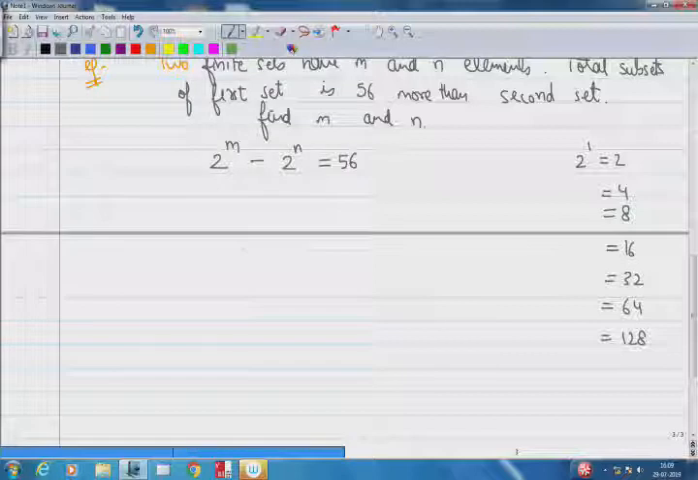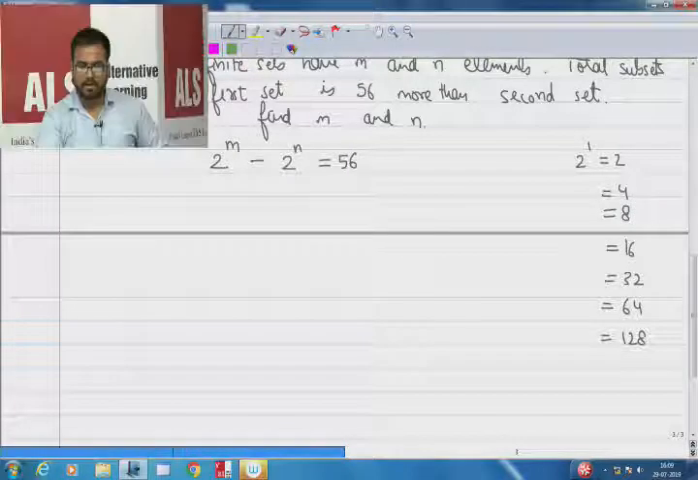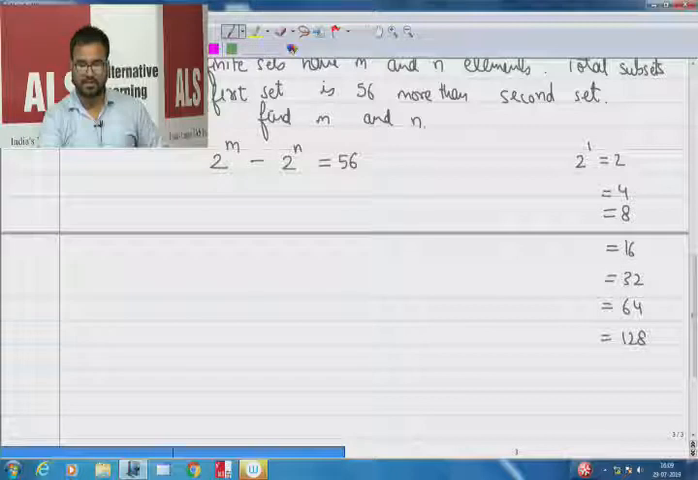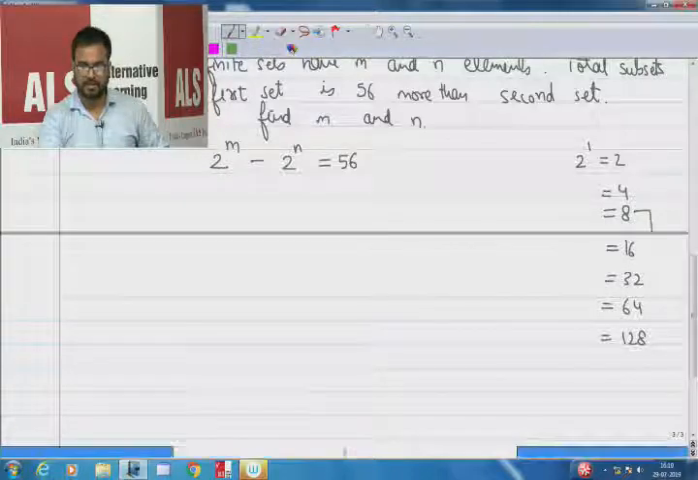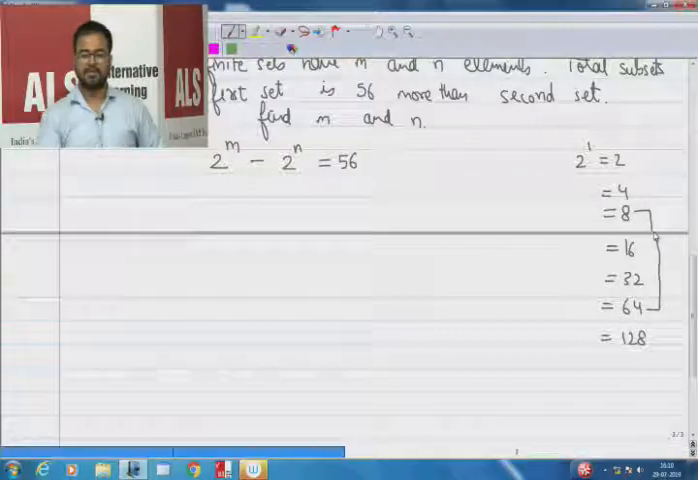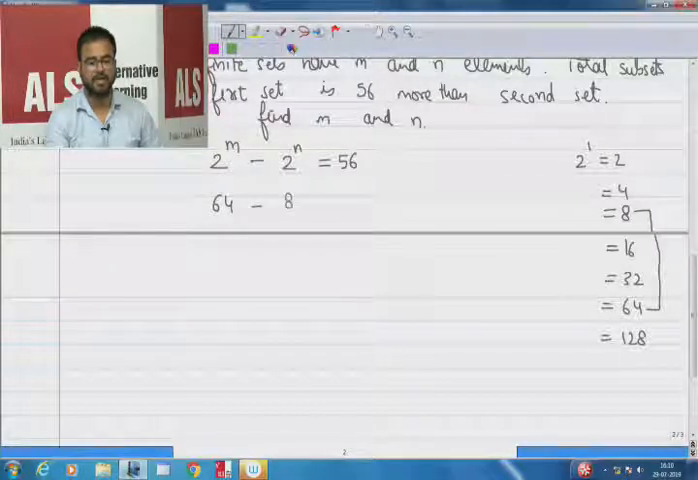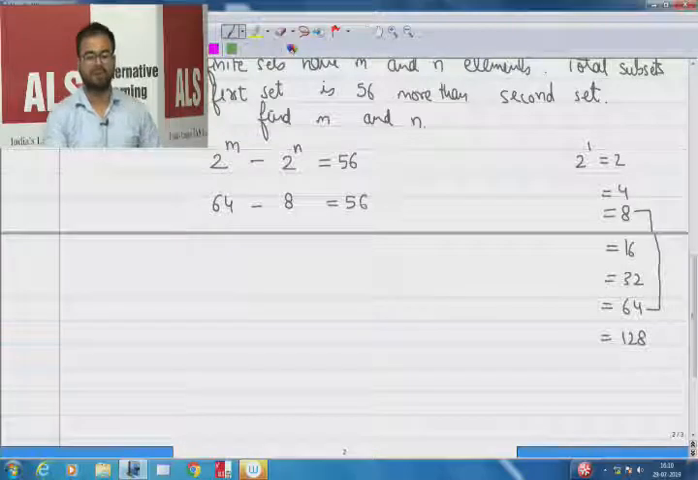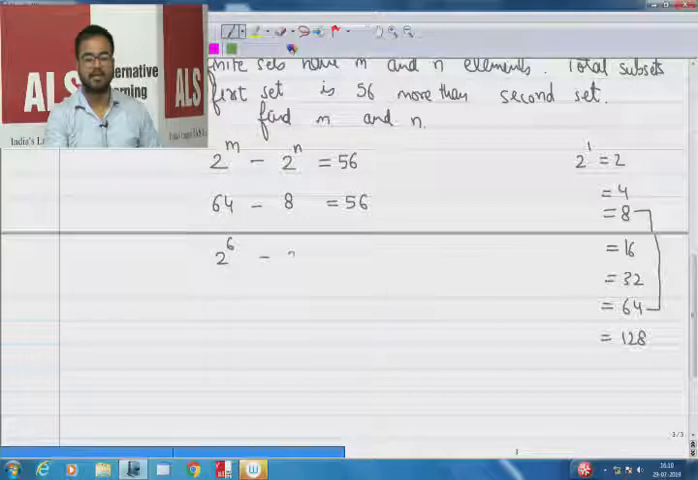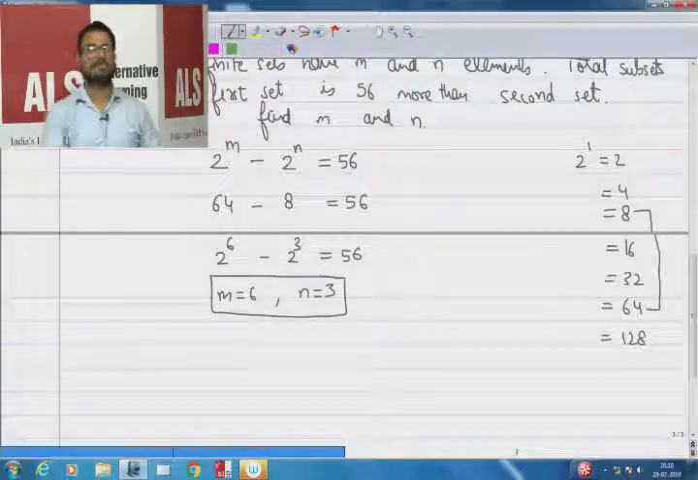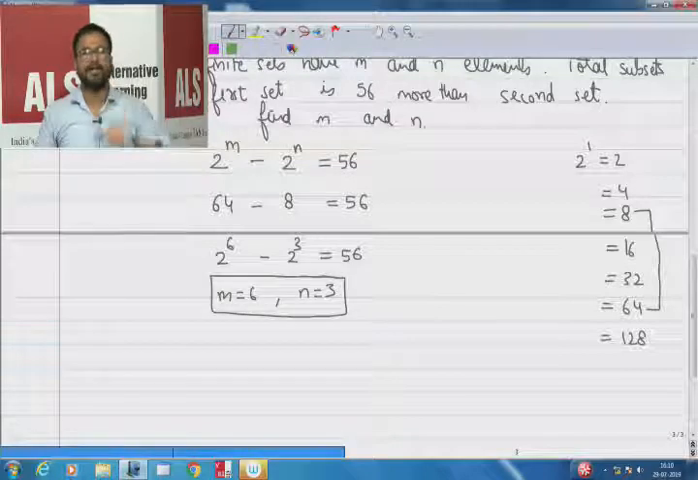If you see between which two numbers we have a difference of 56, you can see between 8 and 64. This 8 and 64 differ by 56. So it means 2 power m should be 64, 2 power n should be 8, and the difference is going to be 56. Now 64 can be written as 2 power 6 and 8 can be written as 2 power 3. So you can say m is equal to 6 and n is equal to 3. This is one of the ways to solve this question by using the hit and trial method.